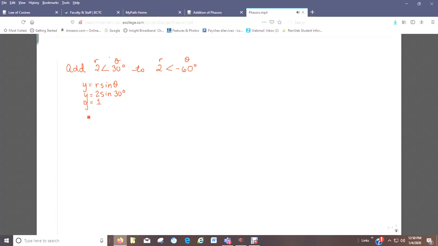And then let's do the same thing for our x. X is r times cosine of theta. And so that gives us x equals 2 cosine of 30 degrees. And if we put that into our calculator, that gives us the square root of 3, which turns out to be 1.732.